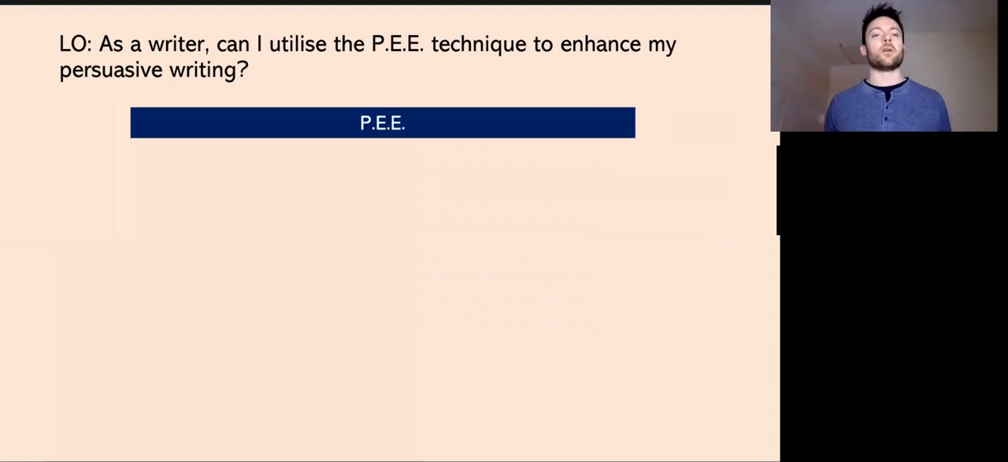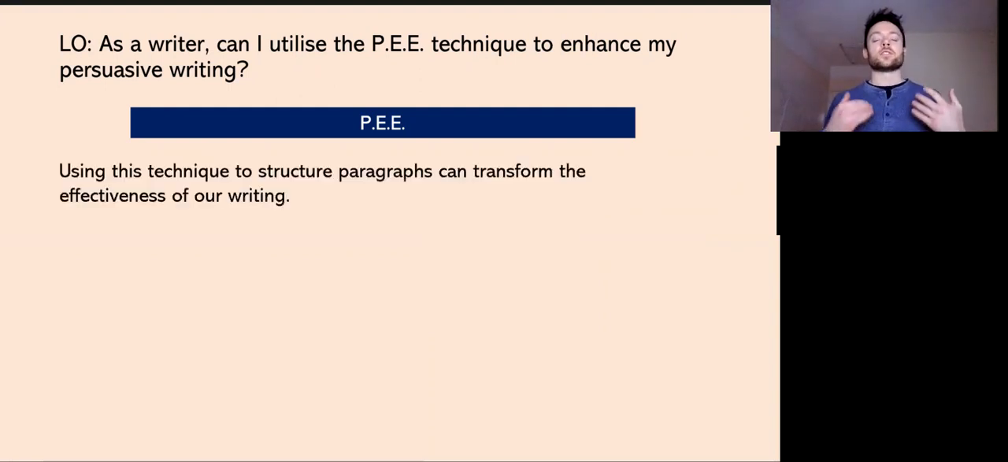Good. So, our learning objective for today is: as a writer, can I utilize the PEE technique to enhance my persuasive writing, okay? Some of you may have seen PEE already during our guided reading sessions, hopefully. We have had specific sessions on it. So for those of you that are familiar, fantastic, you're going to find this pretty easy, I think. But some of us might not have had a chance to do those sessions, and that's okay. We're going to build from the ground up, okay?